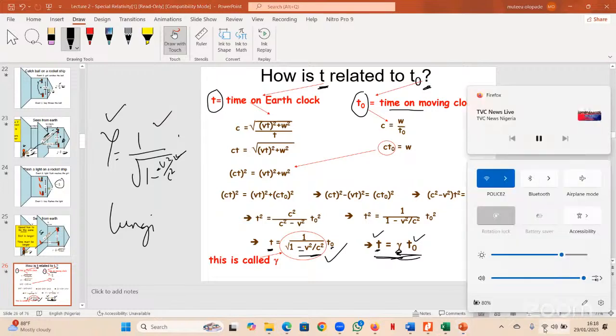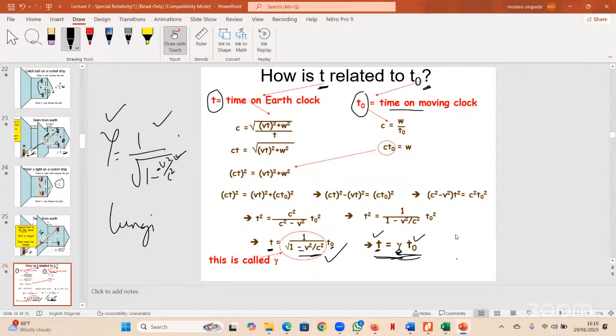Than the actual timing. So here, that is the reason why, if you have twins and you leave one on the surface of the earth and one travels to space, you find out that one will be older than the other twin based on this equation. And this equation is what we refer to as time dilation.